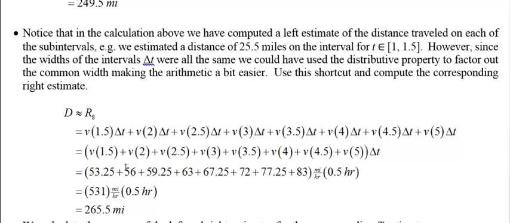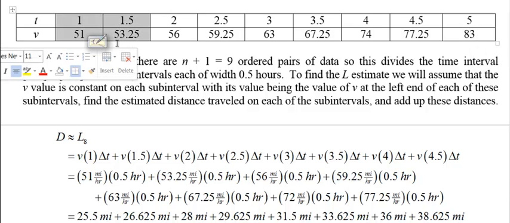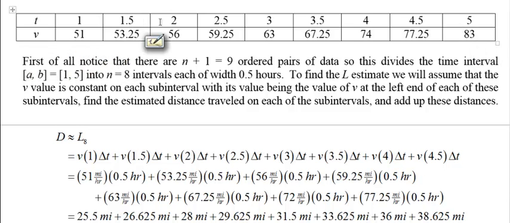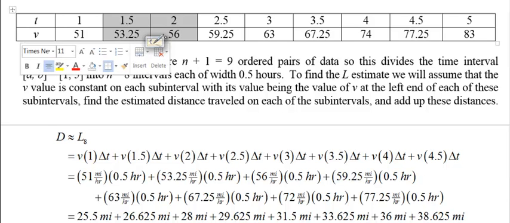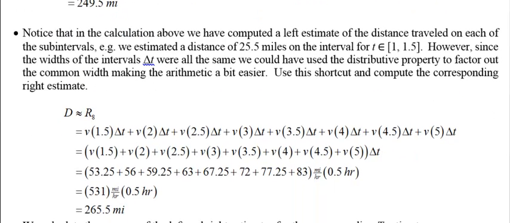Remember, these are the velocities at the right end of each one. So the right end of the first interval was 53.25. So we go to the right end there to get the velocity. Then go to the right end here and get 56 and so forth. So notice we did not use the 51 at the end. We will be using the 83 at the other end. Okay? And then add those up. That's 531 times a half is 265.5.